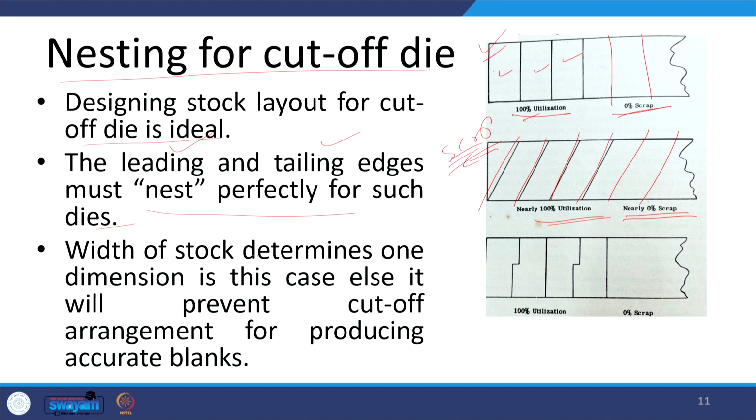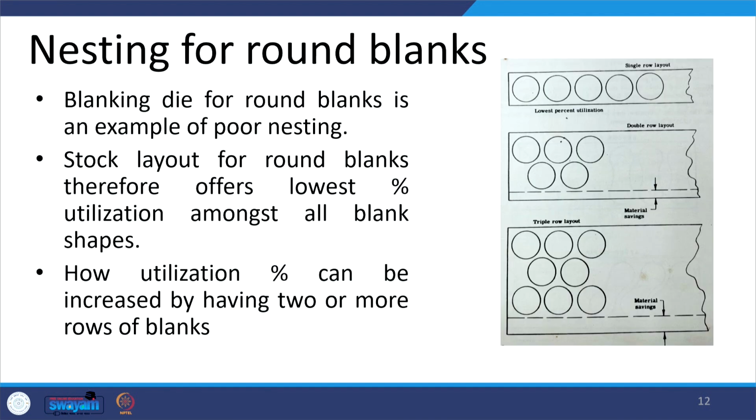The width of the stock determines one dimension in this case, otherwise it will prevent the cut off arrangement for producing accurate blanks. So, we will be selecting the width of the strip in such a way that it corresponds to the width of the blank which is to be produced. This is another example of cut off dies where 100% utilization is realized and 0% scrap. So, nesting for cut off dies results in the maximum material utilization and minimum scrap percentage.